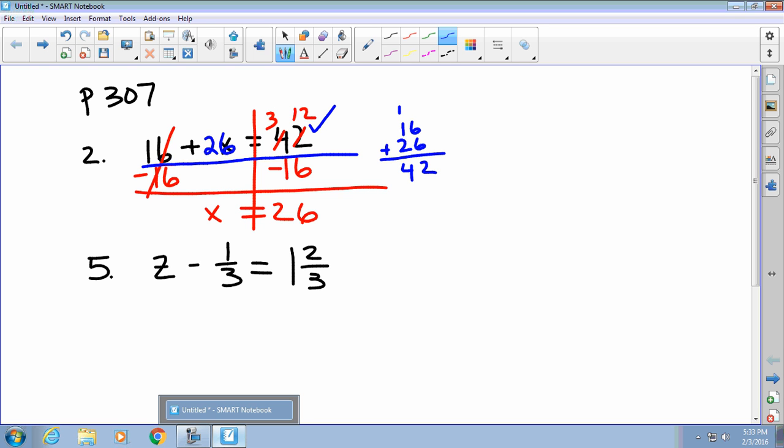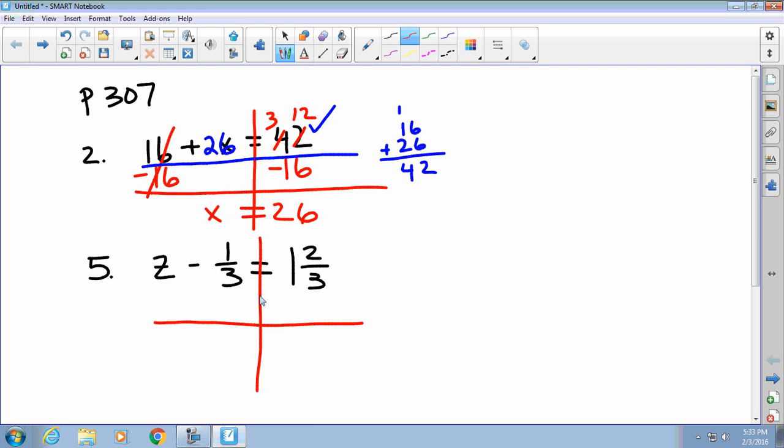Now, in the previous lesson, we did a whole bunch of adding algebra problems. Now on page 307, number 5, we're actually subtracting algebra problems. Just because they have fractions involved does not mean our method changes. This number 5 is z minus 1/3 equals 2/3. Well, how do I get the variable by itself? They're subtracting a third. I want to add a third. Minus a third plus a third gives me a big fat 0. I get the z by itself, and then I added a third on this side. I have to make sure I add a third on the other side.